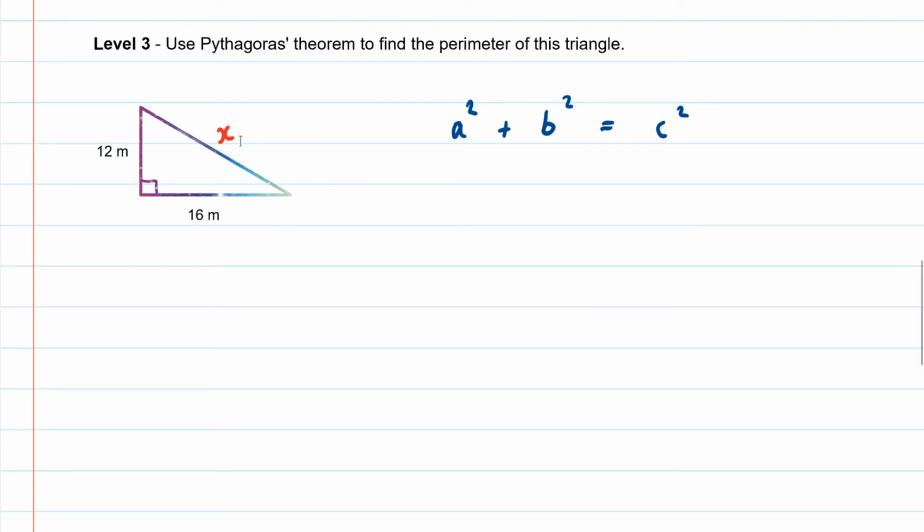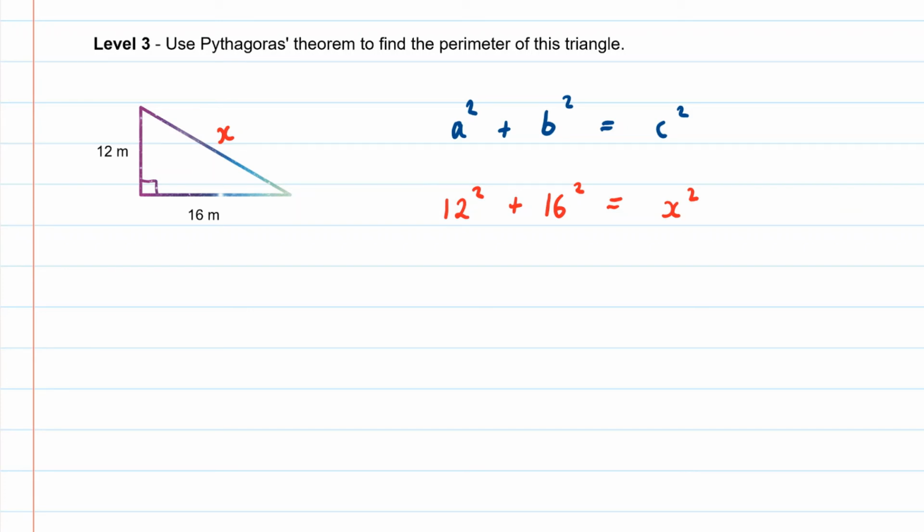Okay, so we don't know what x is, but we know that when we square it, it's got to be the same thing as 12 squared plus 16 squared. Okay, so that's our approach. We say, well, 12 squared plus 16 squared is equal to x squared, whatever that is. We'll figure it out in a sec.